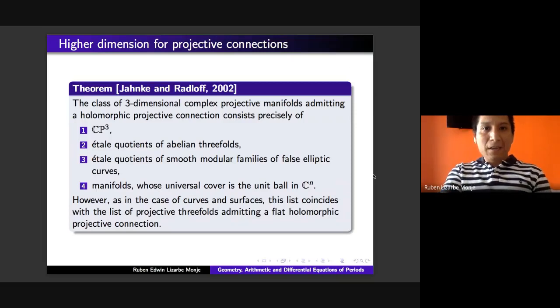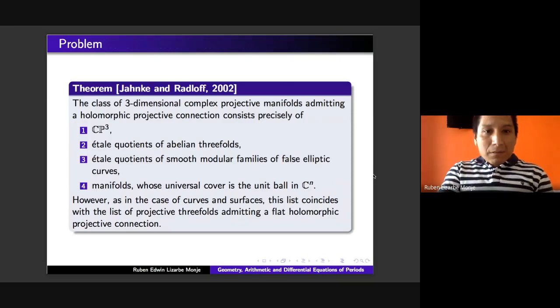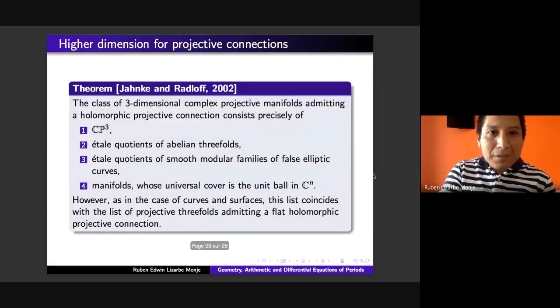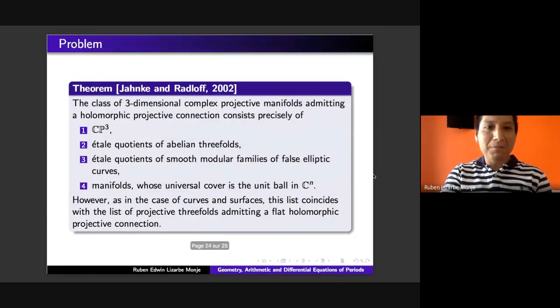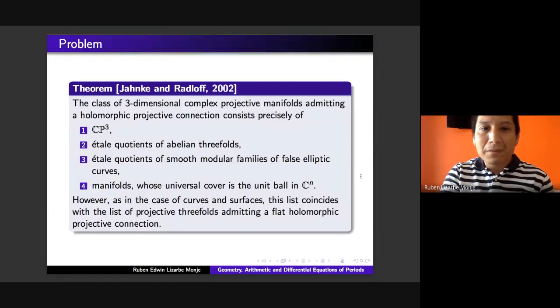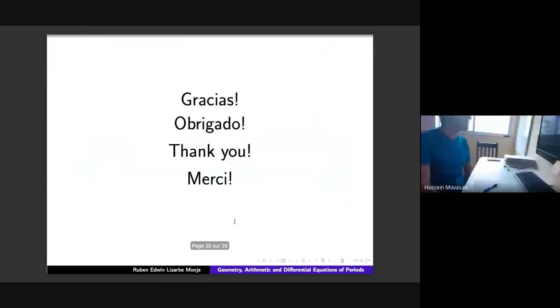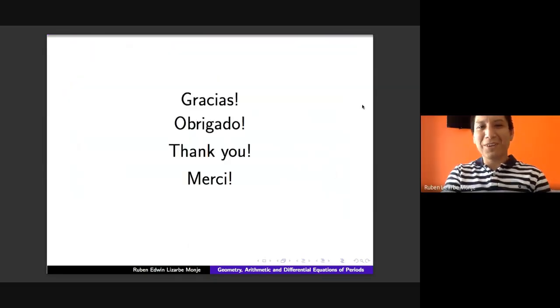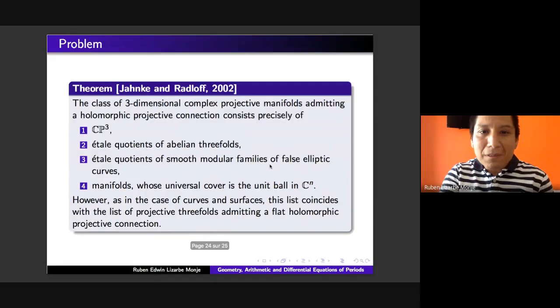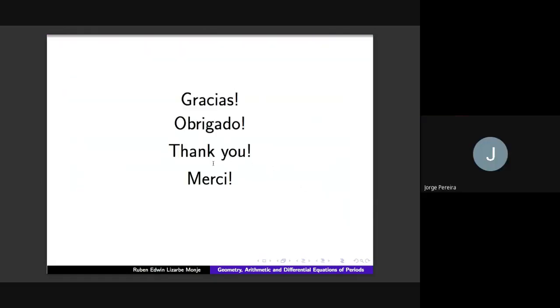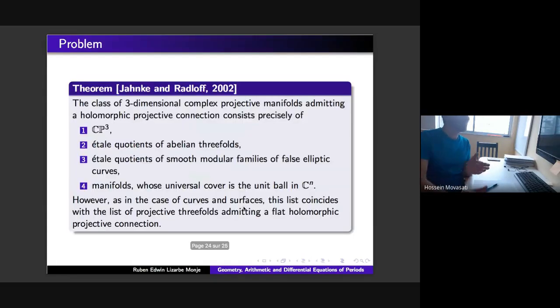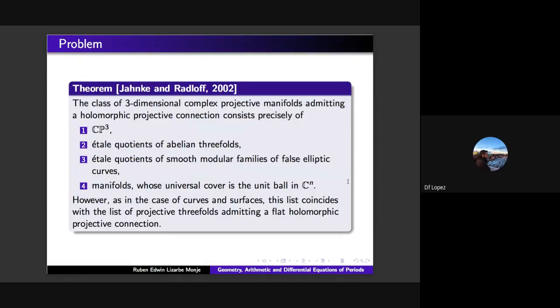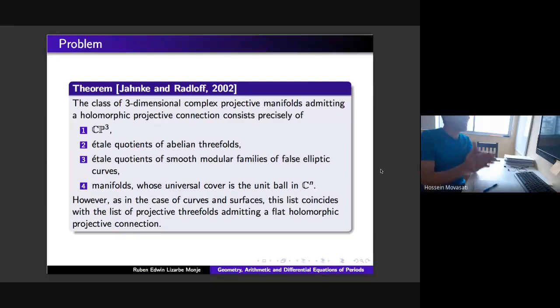Okay. Oh, it's finished. Yes. Bon. Ruben, what was false elliptic curve? Oh, it's finished. Thank you. Okay. It's finished, no? Thank you very much, Ruben.